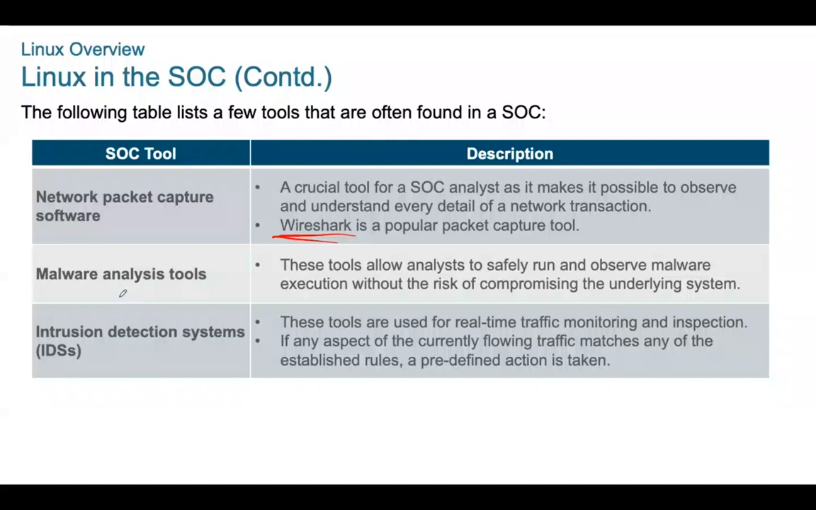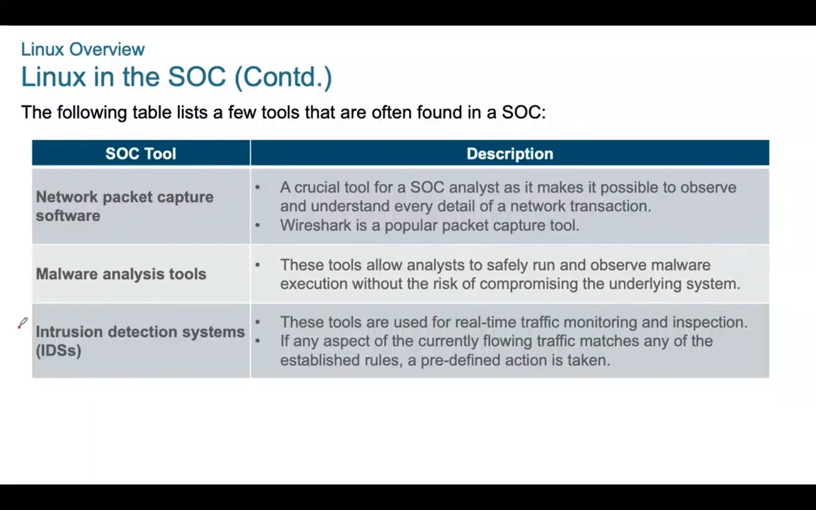And we have seen that white hat hackers or gray hat hackers try to execute malware on their own machines to check whether there are any vulnerabilities. They try to execute this malware on their own organization's machines to check whether the network is safe or not, to find out the vulnerabilities. So there are also malware analysis tools. These tools allow the analyst to safely run and observe malware execution without any risk of compromising the underlying systems.